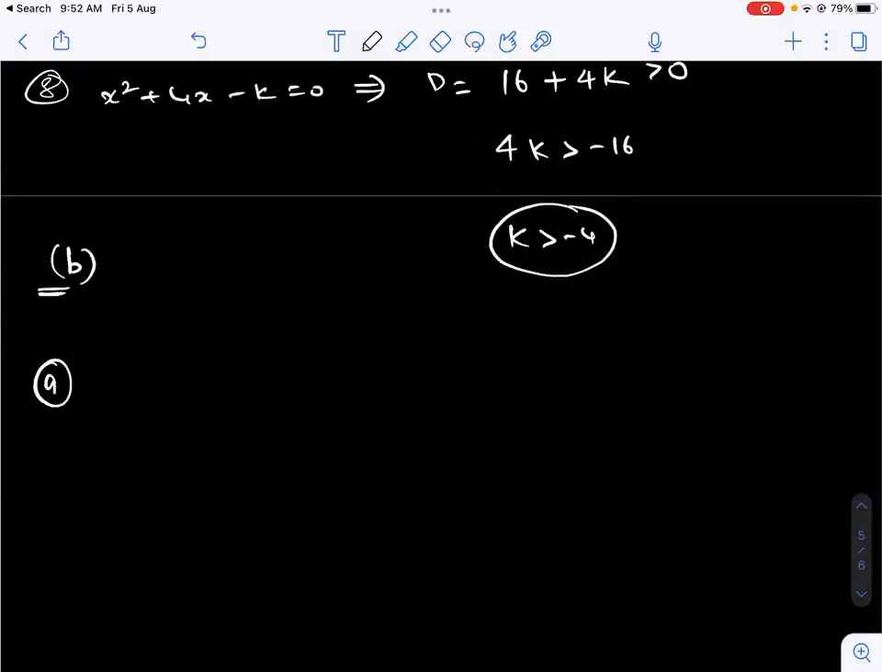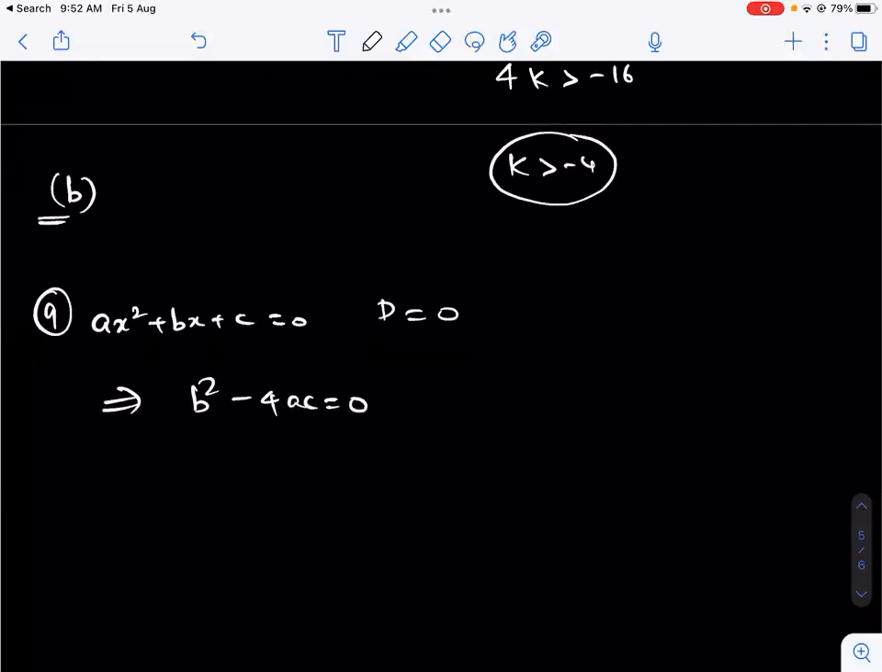Ninth one. Ax square plus bx plus c is equal to 0 has equal roots. So the discriminant is 0, which implies b square minus 4ac is equal to 0. Then b square is equal to 4ac, which implies c is equal to b square divided by 4a. Option D.